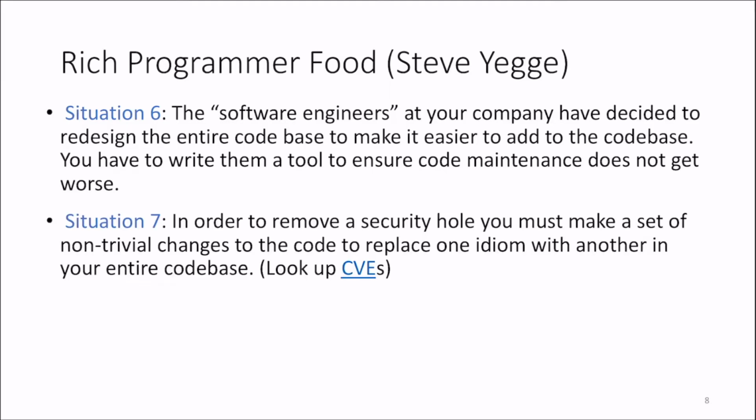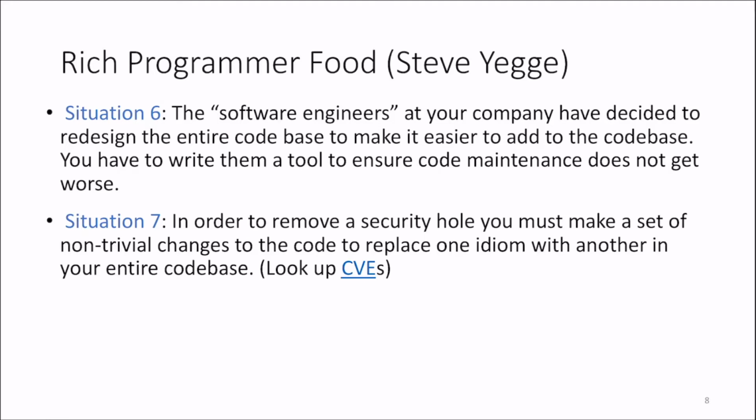Situation 7 in Steve's post is, in order to remove a security hole, you must make a set of non-trivial changes to the code to replace one idiom. An idiom is just a bunch of statements together. Sometimes the security advisory says, if you do these two statements together, there's a security hole that can expose your system to a malicious hacker. So you want to change the code to replace an idiom, a series of statements, with a different series of statements that doesn't have the same security hole.